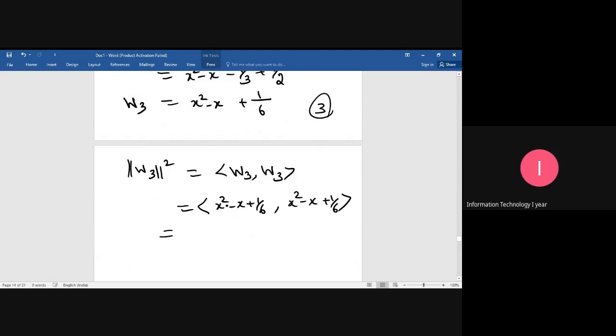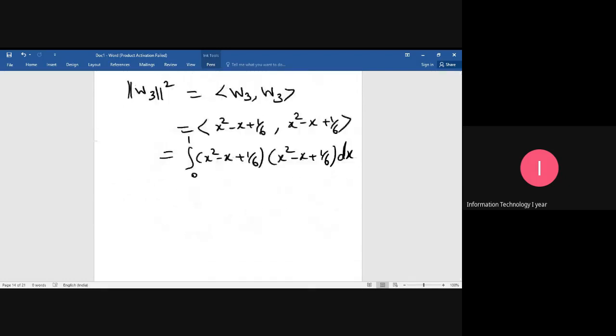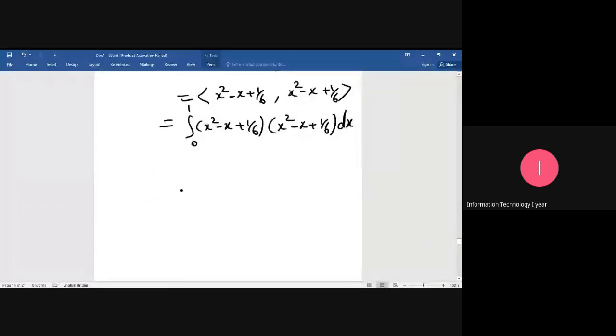Therefore, this will be the inner product of f comma g only. Applying the inner product of f comma g, it is the integral from 0 to 1 of f of x into g of x. So x square minus x plus 1 by 6 into x square minus x plus 1 by 6 into dx. Then find the simplification: multiply the two brackets, and after that take the integration with respect to x.